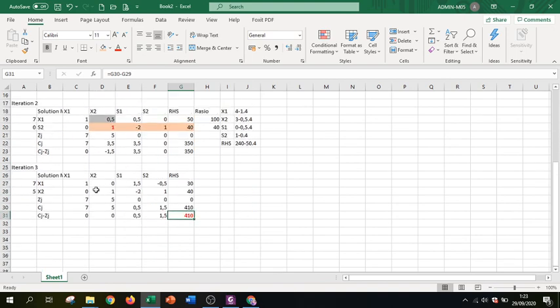Okay, I think it is enough. And if you have any problem, you can call me, yeah. I will help you to understand this simplex method. Okay, thank you very much.